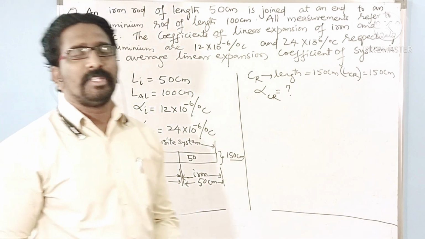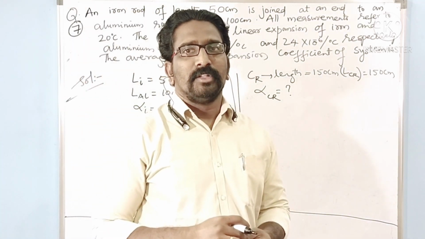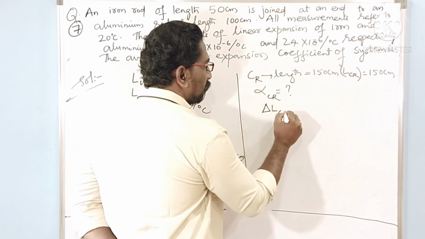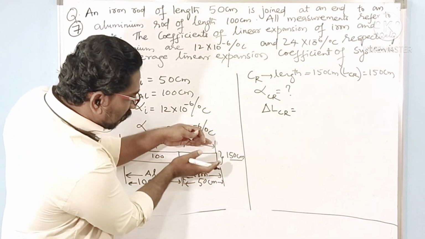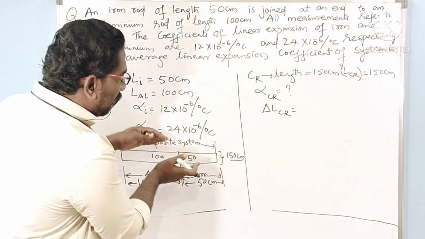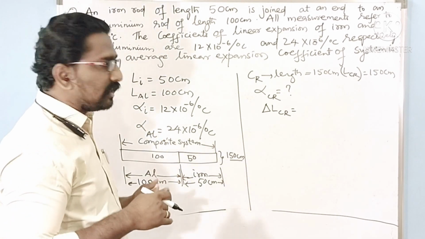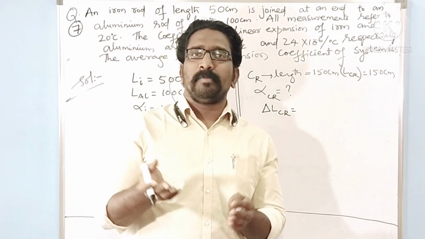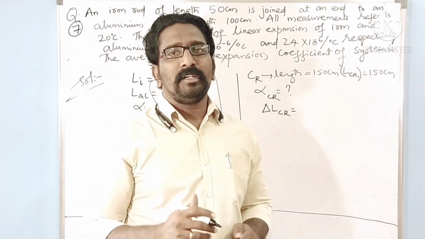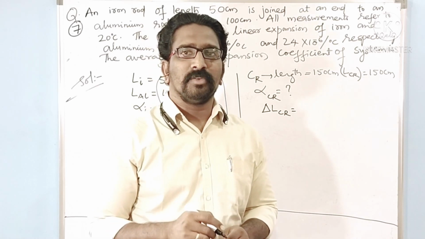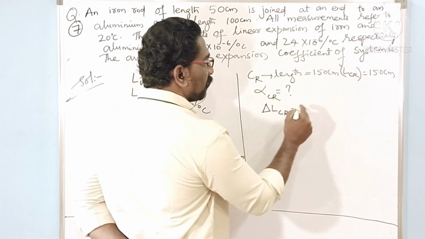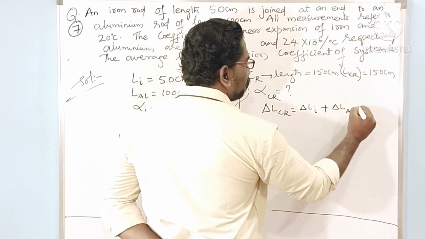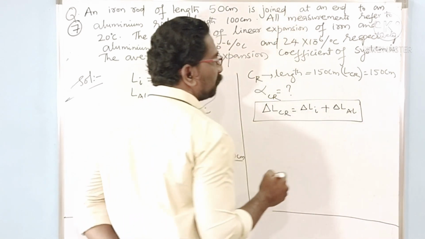For this one, let us work with the help of change in length. The change in length of the composite rod will always equal the change in length of iron plus the change in length of aluminum. If you can find the change in length of iron plus the change in length of aluminum, then the combined change in length of these two rods gives the change in length of the composite rod. So this becomes my formula for this particular problem.